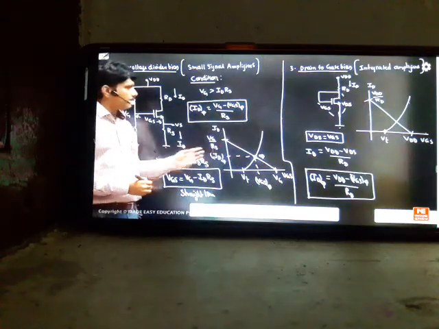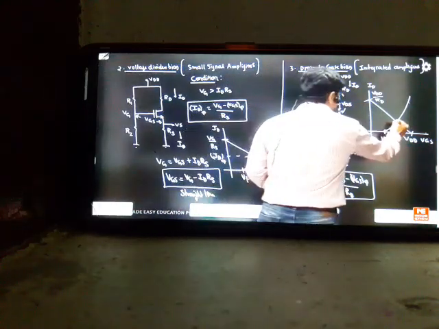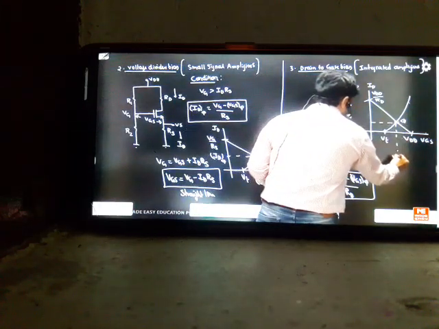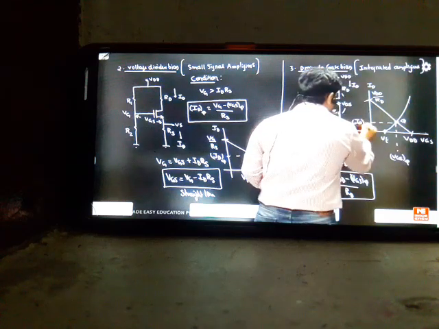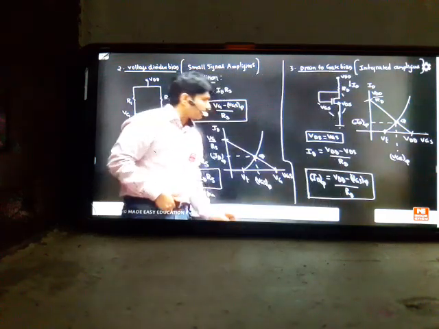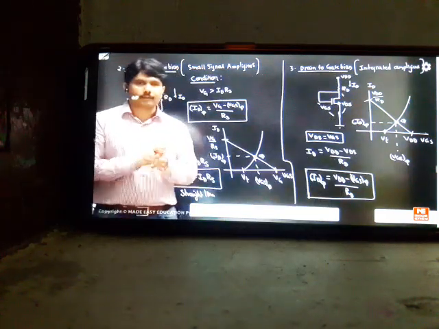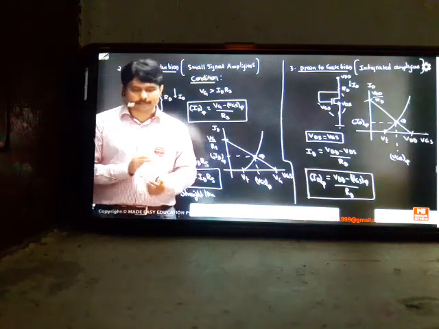Okay, there's only this difference between these two procedures. So this is my operating point. This will give VGSQ, this will give IDQ. So this completes my today's course on biasing electronics. So one biasing is good for small signal amplifiers, one biasing is good for integrated amplifiers.